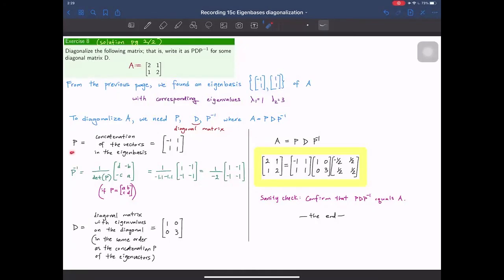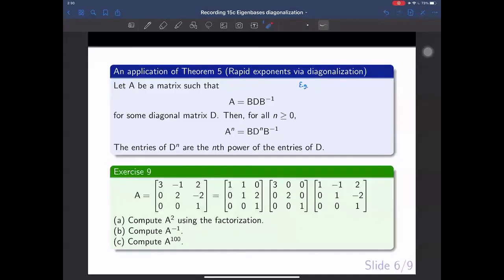Now that we have computed P, P inverse, and D, we're almost done. This means that A is equal to P times D times P inverse. So I can write this A as this factorization. You can do a check where you can confirm that this product is actually equal to this product. One application of this is that if you have a matrix that can be diagonalized, then this will be helpful when you need to do a large power of the matrix.